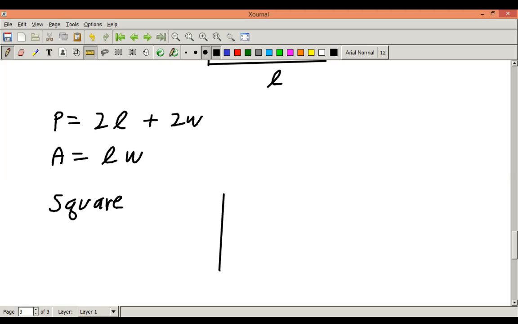And we know that a square is really kind of a special case of a rectangle, where all the sides are the same. So these are all going to be, we'll call them S. They're all the same.